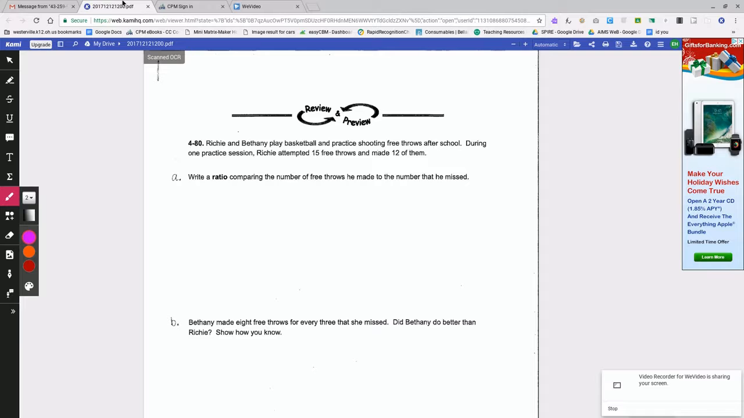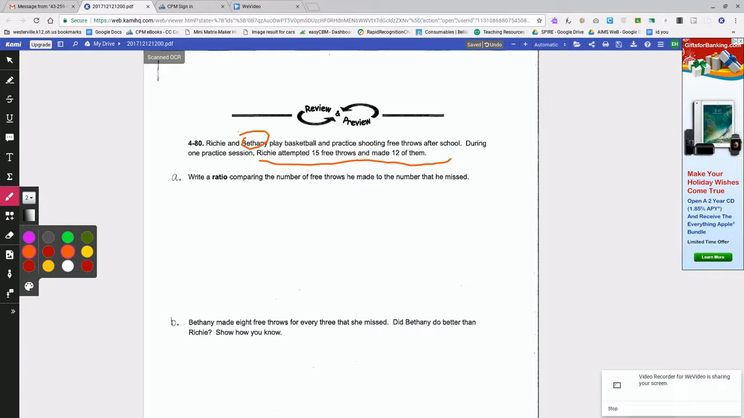All right, tonight's homework here. First question we got is dealing with Richie and Bethany playing basketball. We'll go orange for basketball here. First thing you have to look at is the top of the question here. It's not saying anything about Bethany. It's telling that Richie attempted 15 free throws and he made 12 of them.